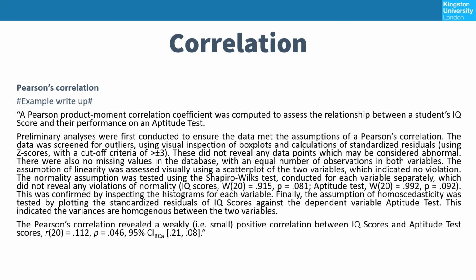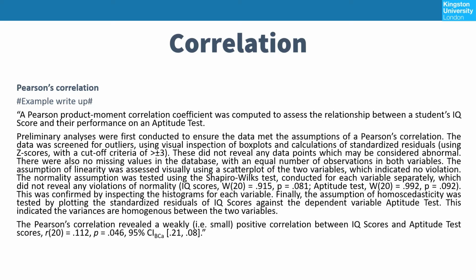So you're basically trying to go over all of the assumptions of a correlation analysis that I mentioned in the previous video and demonstrating that you have checked for them and met them. Then you would say that the assumption of linearity was assessed visually using a scatter plot of the two variables, which indicated no violation. The normality assumption was tested using Shapiro-Wilk's test, conducted for each variable separately, which did not reveal any violations of normality. And then you would basically report the Shapiro-Wilk's for each of them separately.